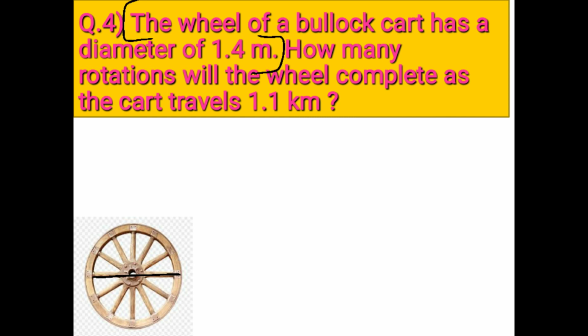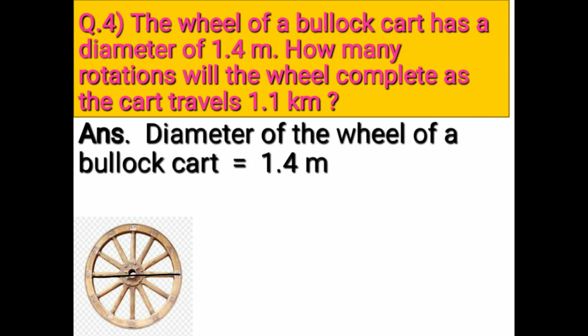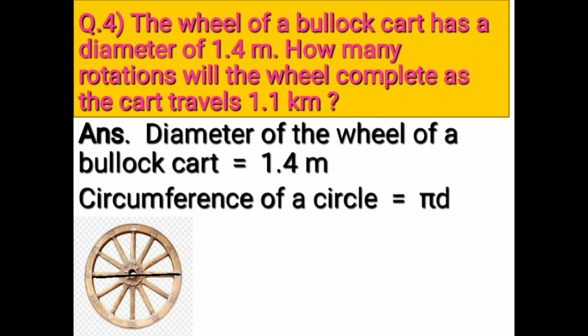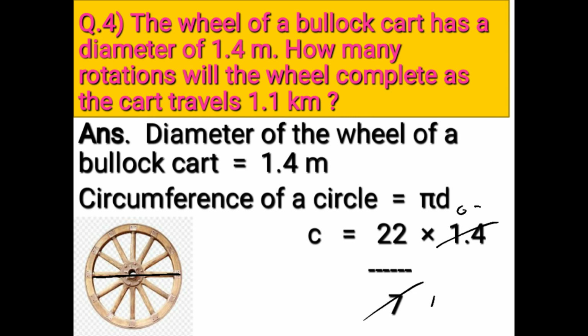Diameter is given. If the diameter of the wheel of a bullock cart is given, you have to find the circumference of the circle using the diameter formula. The diameter of the wheel is 1.4 meters. Circumference of a circle is pi d. Circumference is equal to 22 upon 7 into 1.4. Now divide this 1.4 by 7. 7 ones are 7, 0.2s are. How it came as 0.2, I will show you.